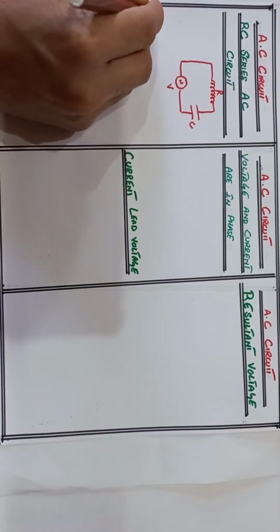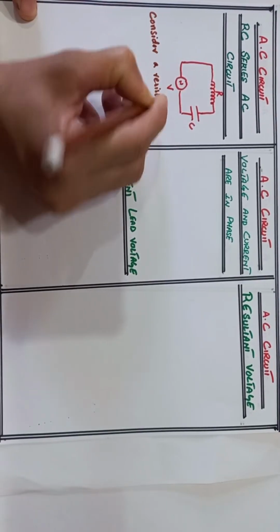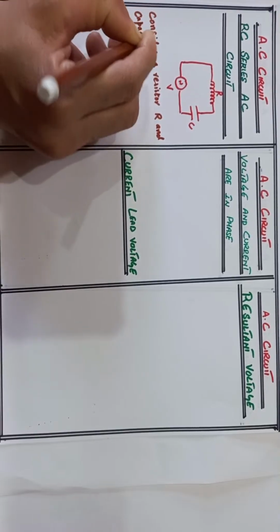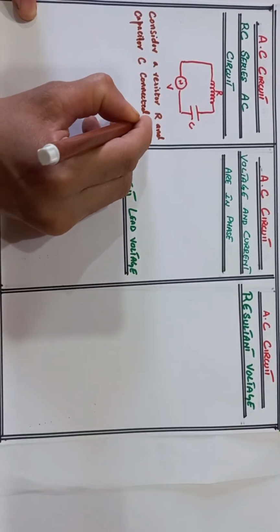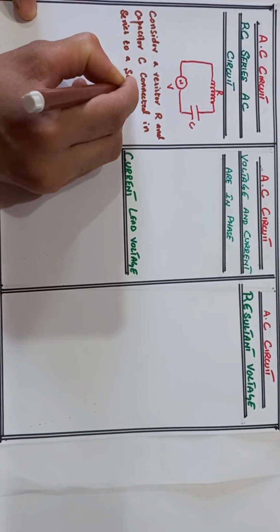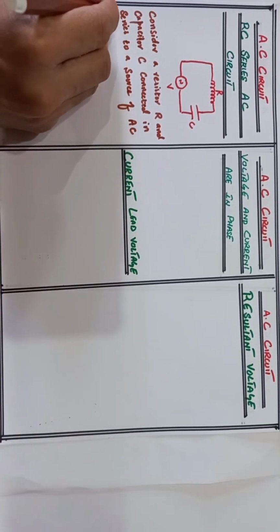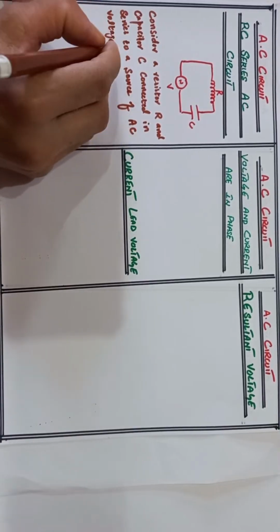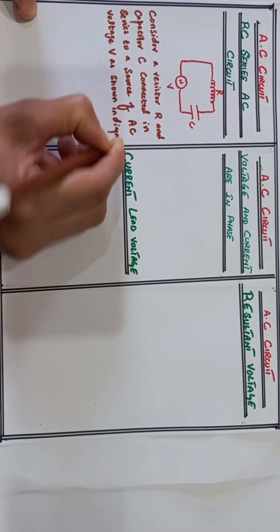Now we write about this diagram. Consider a resistor R and capacitor C connected in series to a source of AC voltage V, as shown in the diagram.